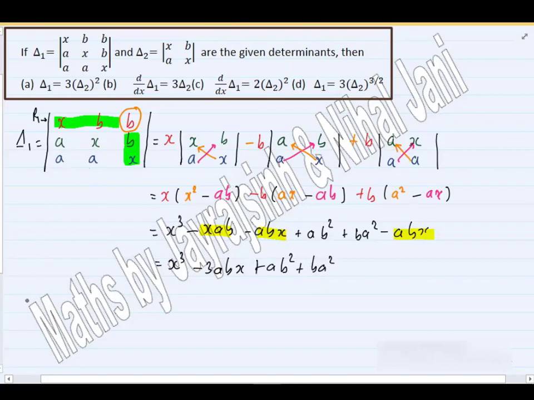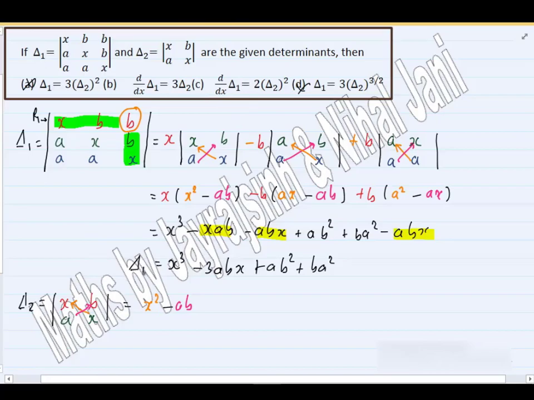Now it's time for finding delta 2, and it is of order 2 cross 2, so simply cross multiply: x square minus ab, right? So by observation it is obvious that options A and D are incorrect, and for checking options B and C we have to differentiate the first determinant, right?